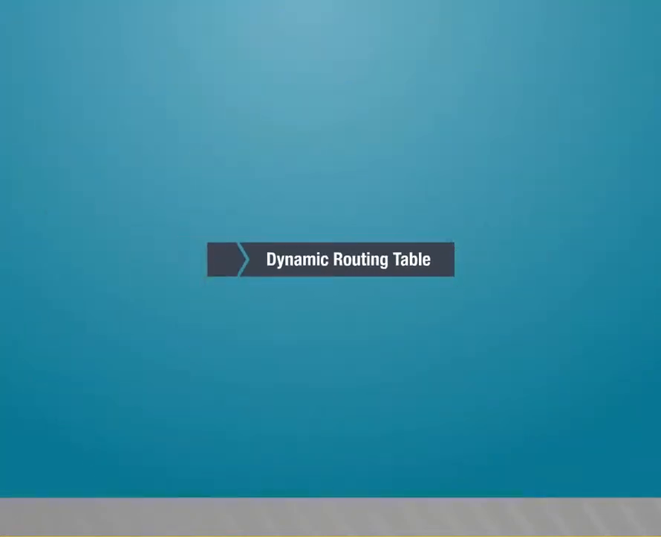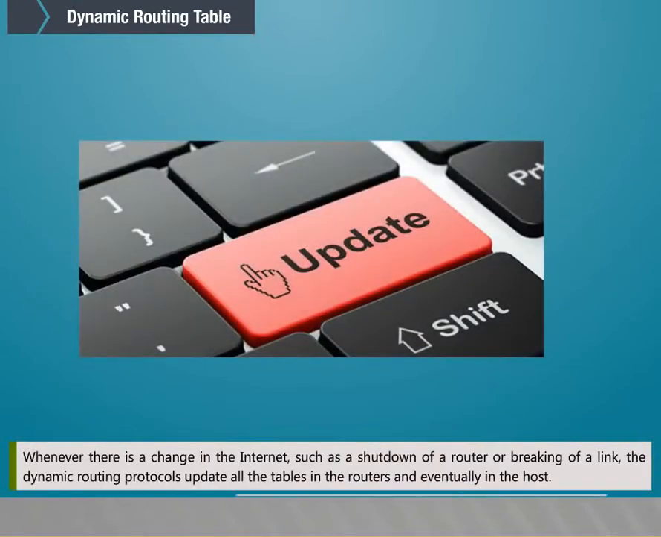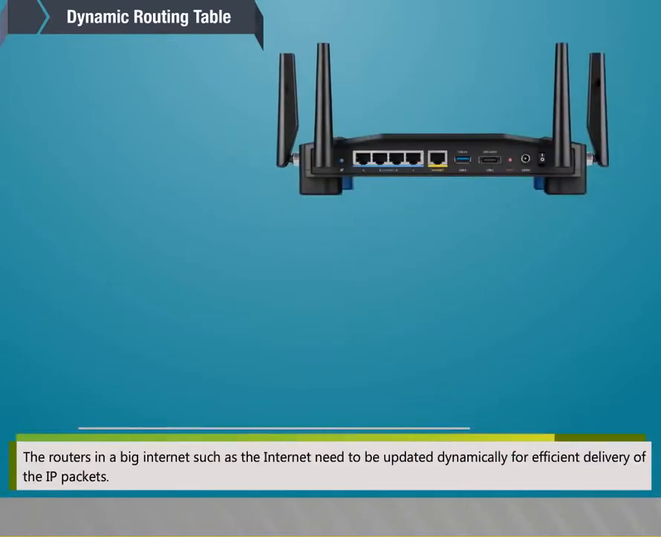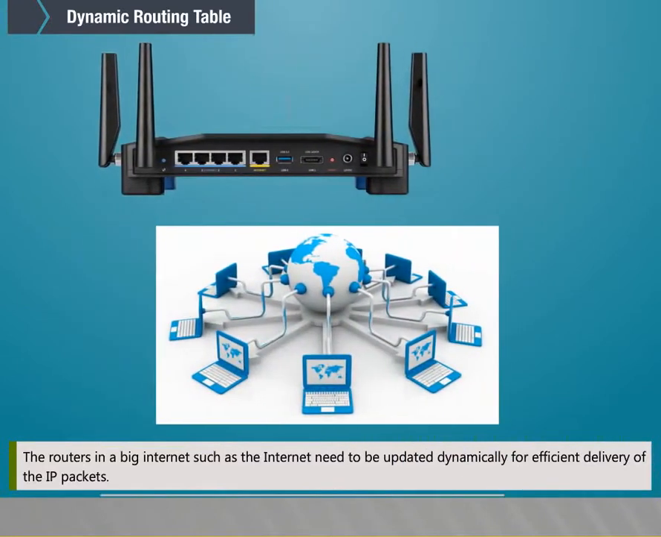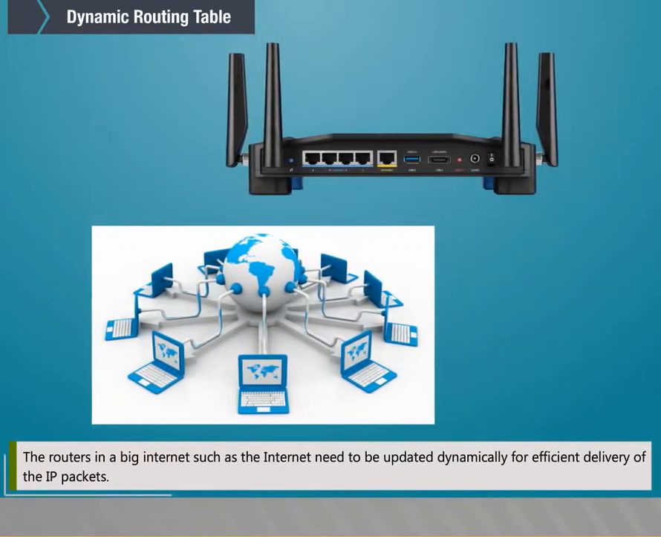Dynamic routing table. A dynamic routing table is updated periodically using one of the dynamic routing protocols such as RIP, OSPF, or BGP. Whenever there is a change in the internet, such as a shutdown of a router or breaking of a link, the dynamic routing protocols update all the tables in the routers and eventually in the host. The routers in a big internet such as the internet need to be updated dynamically for efficient delivery of the IP packets.